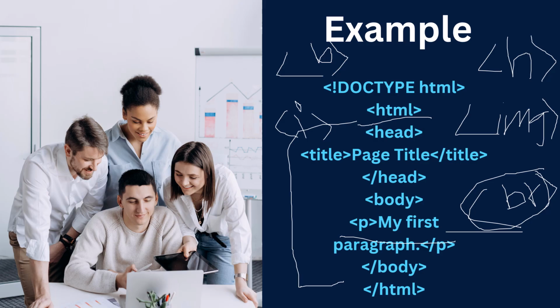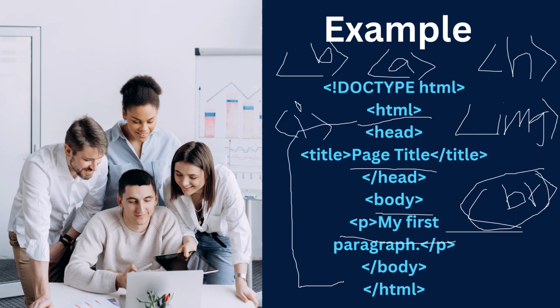In the head tag, we will use the title tag to create the title. After that, in the body tag, we will use the paragraph tag to write whatever content we want. We can also insert images and links. Links are inserted using the anchor tag, which is the a tag. Using this, we can insert links into our HTML web page.